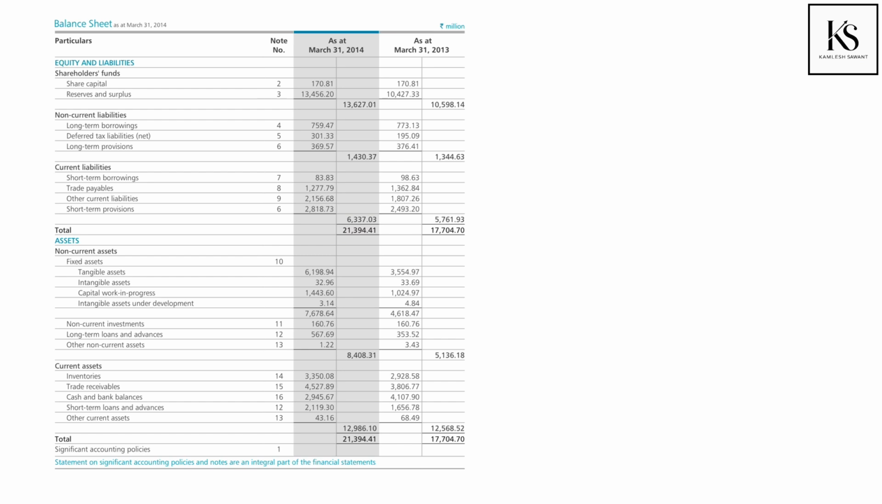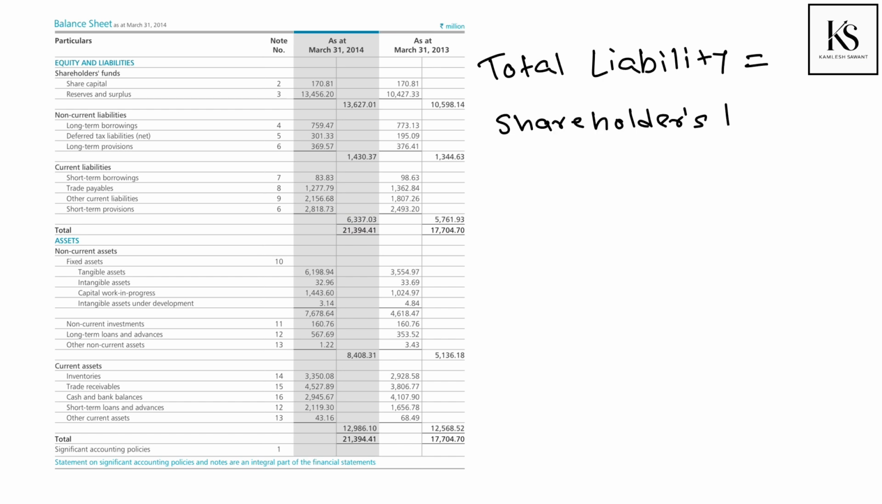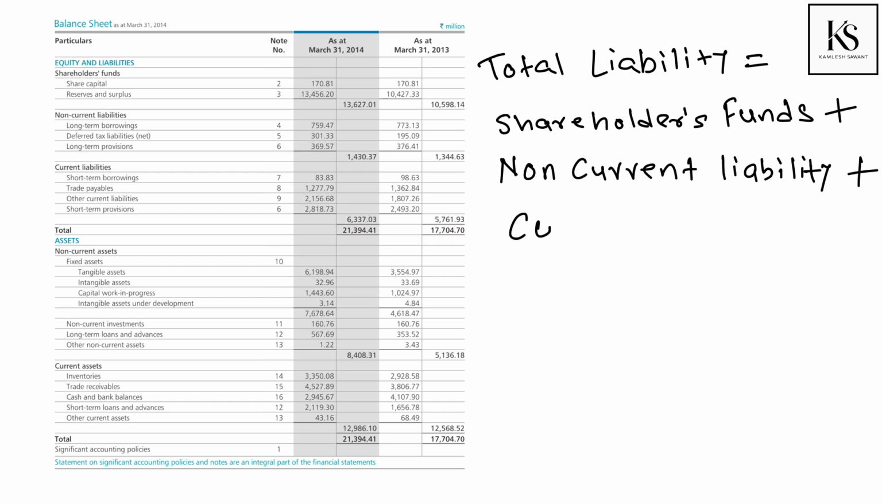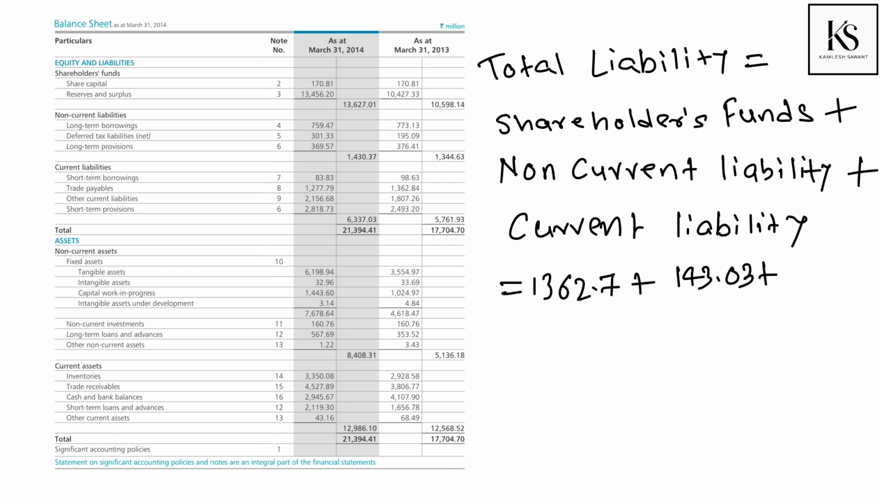We have now looked through half of the balance sheet, which is broadly classified as the liabilities side of the balance sheet. Let us relook at the balance sheet once again to get a perspective. Clearly, total liability is equal to shareholders' fund plus non-current liabilities plus current liabilities, which is equal to 1362 crores plus 143 plus 633. That is, total liability is equal to 2139 crores. In the next video, we will see the asset side of the balance sheet.